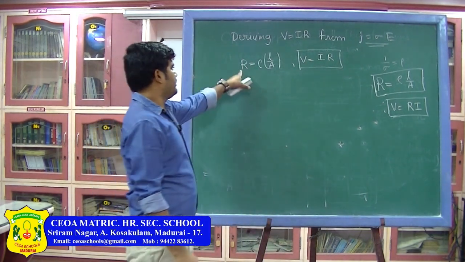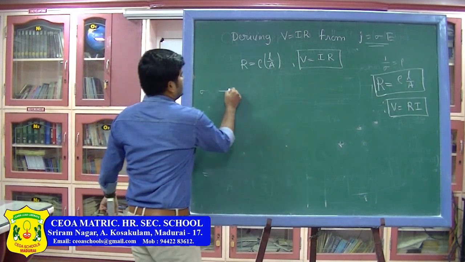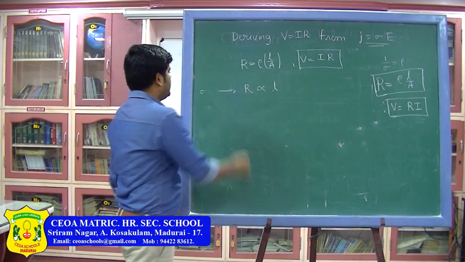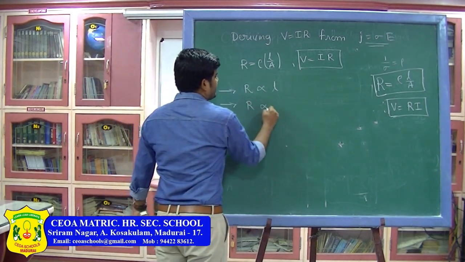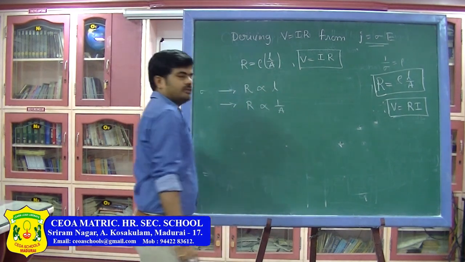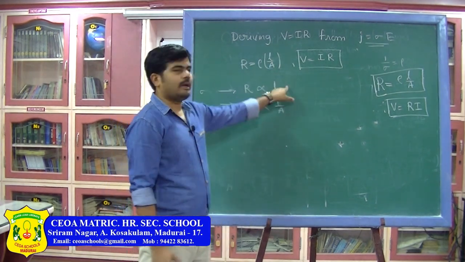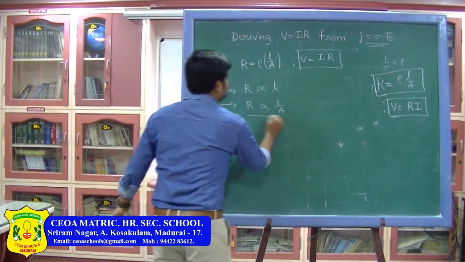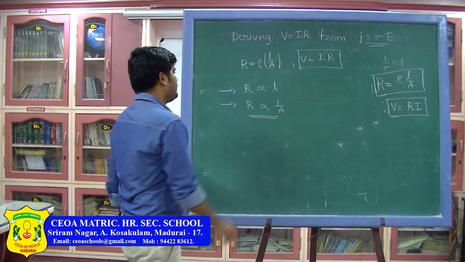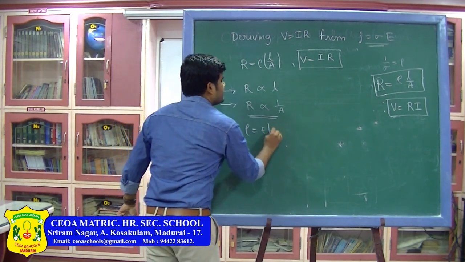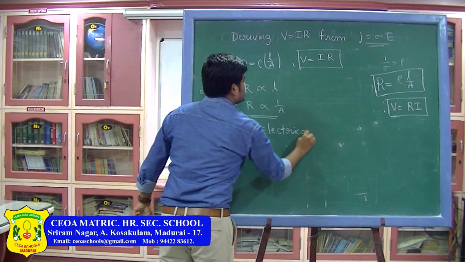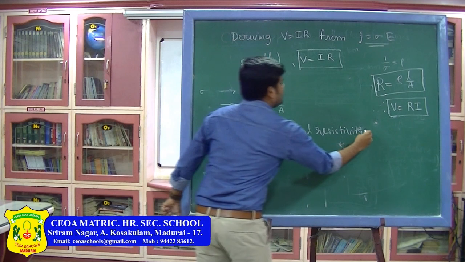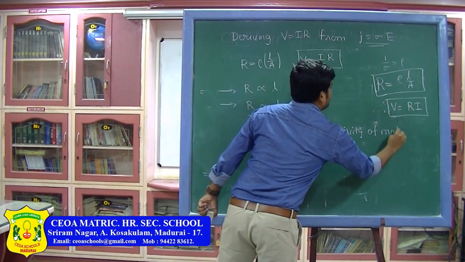Now, from this expression we can say that the resistance of the material is directly proportional to the length of the material, and inversely proportional to the area of cross section. That means resistance depends on the dimensions of the material, that is length and area of cross section. So, R is equal to rho L by A. Remember, here rho is the electrical resistivity of the material.